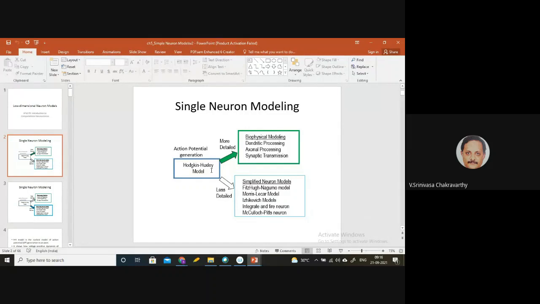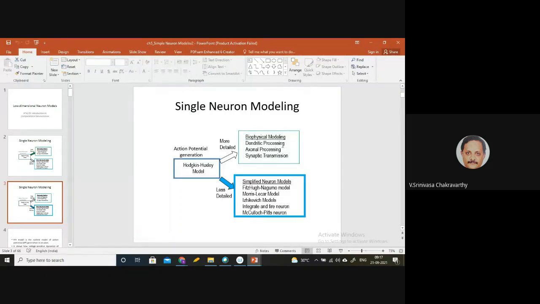Now, the Hodgkin-Huxley model is a 4-variable model, right? Because you have 4 variables: voltage, M, N, and H, the 3 gating variables. Whereas in biophysical modeling, the number of variables is unlimited, right? As you add more, each compartment will have some variables, at least one voltage variable and some current variables. As you add more and more compartments, you will get more and more variables, and it is not uncommon to have a few hundred compartments in a single neuron model.